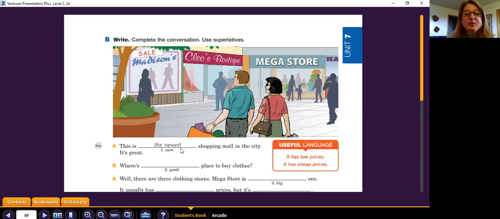This is the newest shopping mall in the city. It's great. Okay, so this is a superlative, the newest, because we're talking about multiple shopping malls in a city. We're not just talking about like Shopko and Walmart. We're talking about Apache Mall and Miracle Mile and Target area. I can't think of all the areas, but so we're talking about multiple shopping malls.